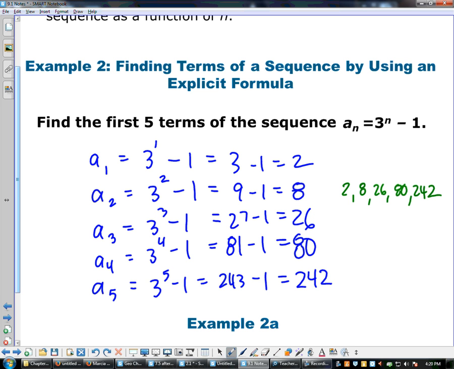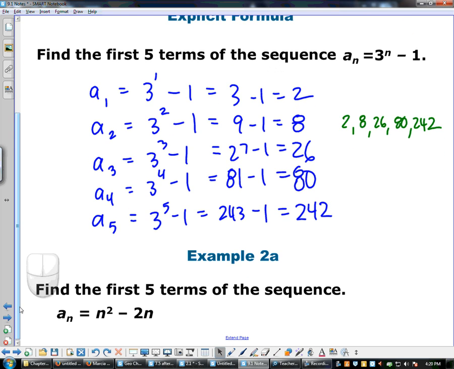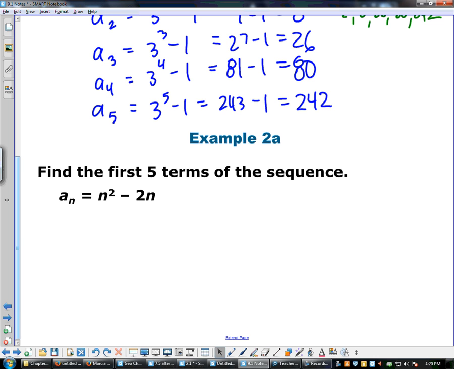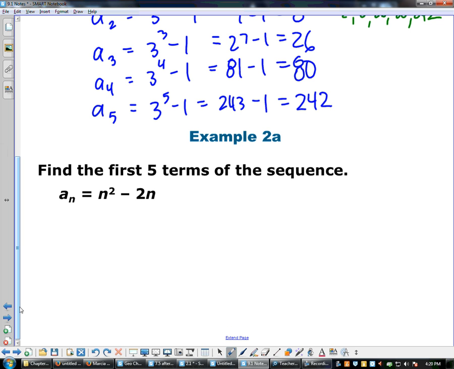This was using an explicit formula. We're going to do one more example with an explicit formula here. And again, we do not need to know the previous term, so very similar to the first example there, I guess this would really be maybe 2b. We'll figure out what it is by just using what n value we're at.